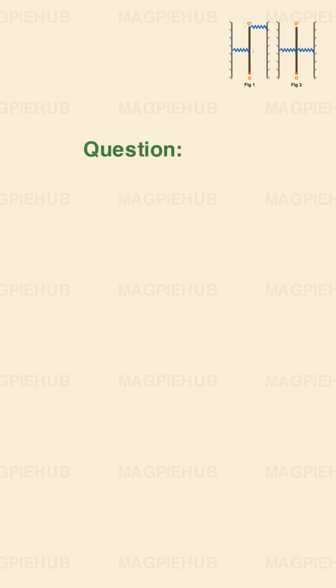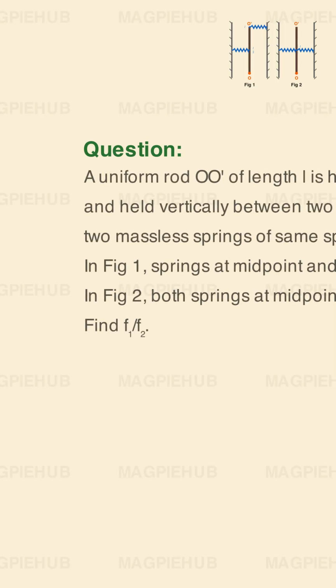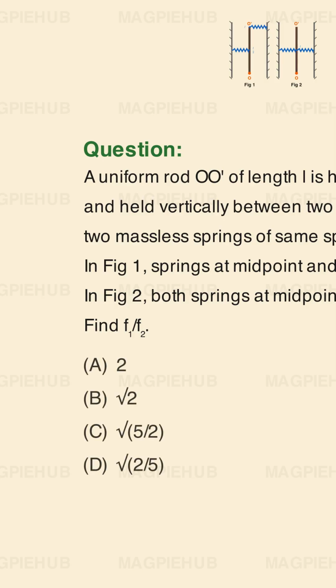Here is the question. A uniform rod O' of length L, hinged at O, held vertically between two walls by two identical springs. In Configuration 1, springs are at the midpoint and at O'. In Configuration 2, both springs at the midpoint. We need the ratio F1 by F2. The options are A, 2; B, root 2; C, root of 5 by 2; D, root of 2 by 5.